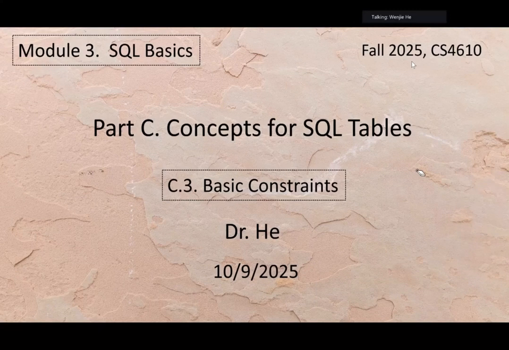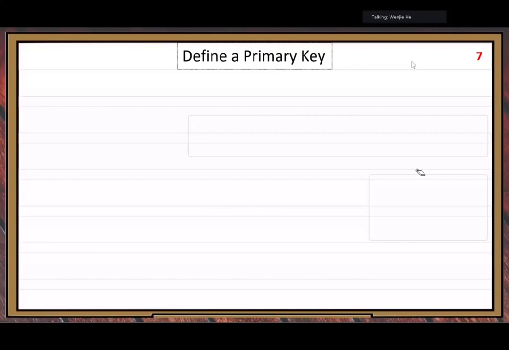Basic constraints. We learned some constraints, right? In the previous topic, we learned integrity constraints, a few of the simplest constraints. Now let's study a few more constraints. The first one is to define a primary key. So here we need to study the primary key.